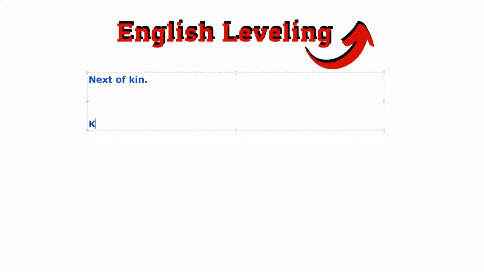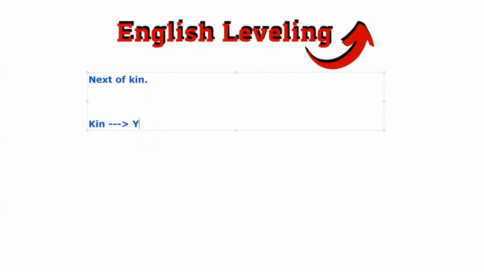Well, first off, let's think about the word kin. Kin is not a word that's used often, right? It's used in very specific situations, for example this phrase that we're learning today, but it's not used that often anymore. It's kind of an old-fashioned word. Maybe if you're reading some old books, you might come across this word. If you're interested in something from Europe, maybe from Scotland, you might hear this word often.